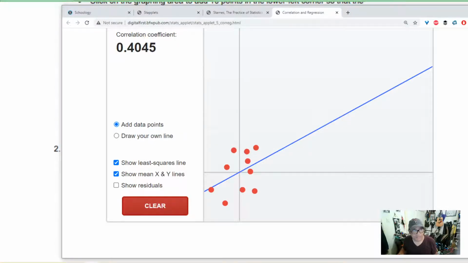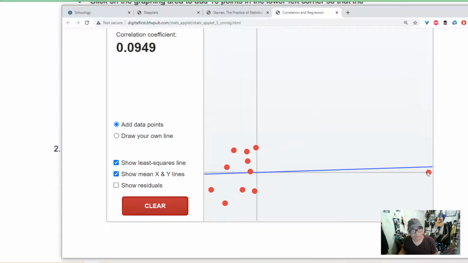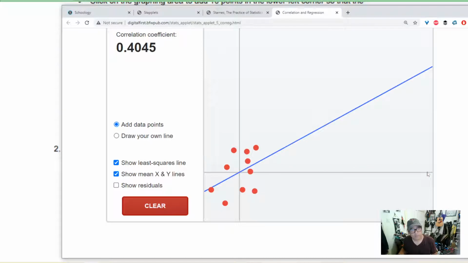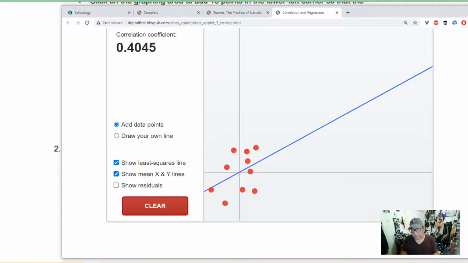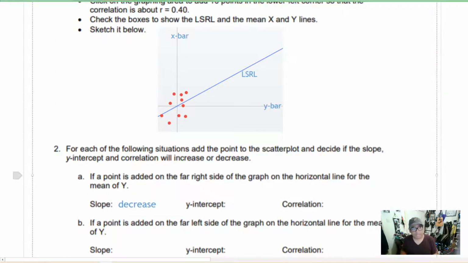And then let's pay attention to the value of the correlation coefficient. That correlation coefficient is going to decrease quite dramatically. It goes from 0.4 to 0.09. So that's all the evidence we need. We saw that the slope is going to decrease, the y-intercept is going to increase, and that correlation is going to decrease. Remember, a lot of this is a consequence of the fact that we were putting a point that was out of the pattern, not in the pattern of the rest of them.